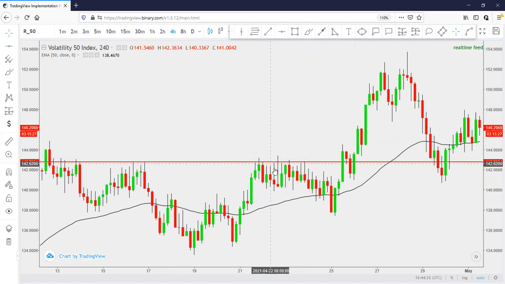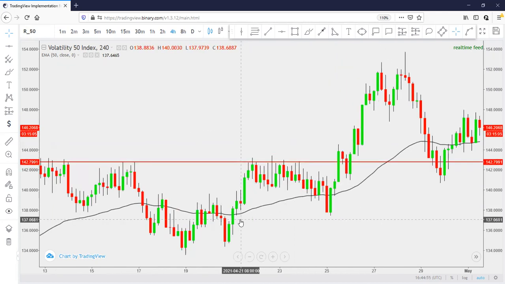tried to push to the upside, dropped, tried again, dropped, but at this point it pushed, breaking this resistance and closing above it. Then we have a very good retest, and price pushed all the way to the upside, giving us this highest high right here.